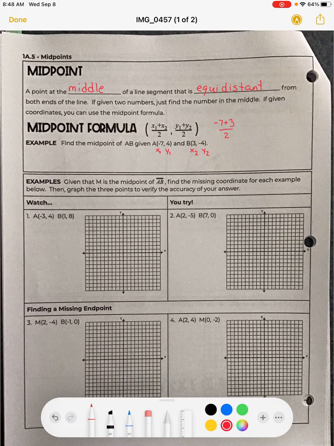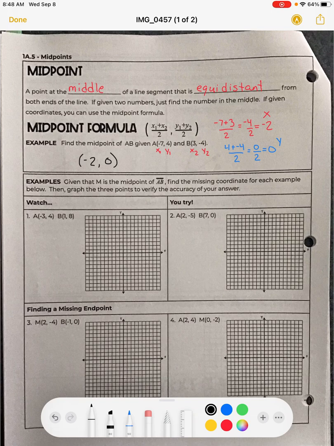Well, let's work that out. -7 plus 3 is -4, divided by 2 equals -2. So this is the x value of your midpoint. Then let's do the y values. The y values would be 4 plus -4 divided by 2. That's 0 divided by 2 equals 0. That represents the y's. So my ordered pair answer for this one would be -2, 0.